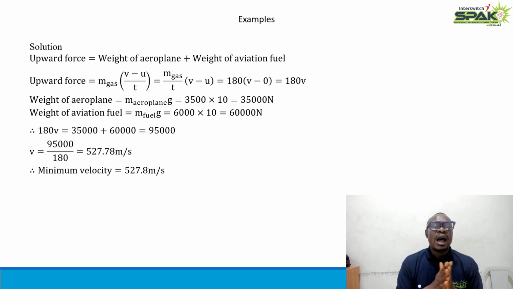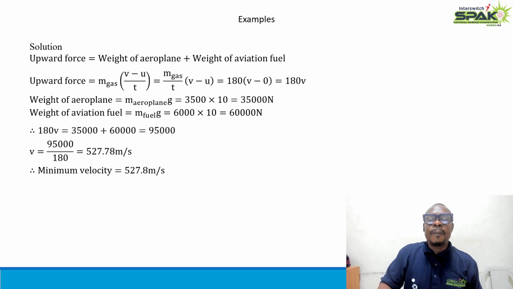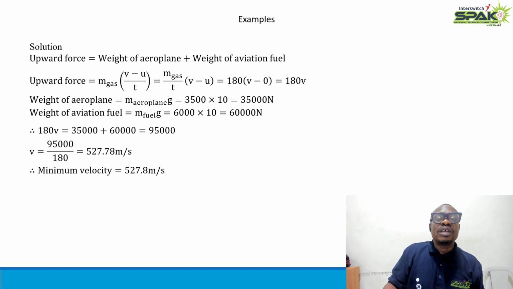Number one says that an aeroplane has a total mass of 3,500 kilograms and aviation fuel of 6,000 kilograms. If the fuel is consumed at 180 kilograms per second, take note, you should know what that is. 180 kilograms per second, I guess that should be the mass flow rate. What is the minimum velocity of the exhaust gases required to enable the plane to take off? So guys, quickly take your parameters, and let's see if you are right in the next slide. Okay, let's move to the next slide.